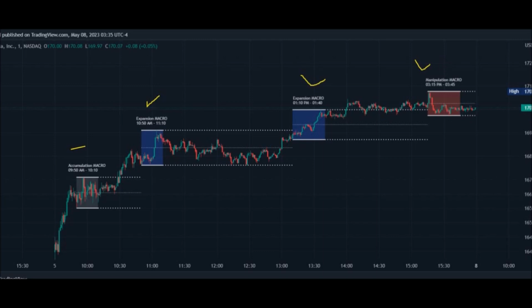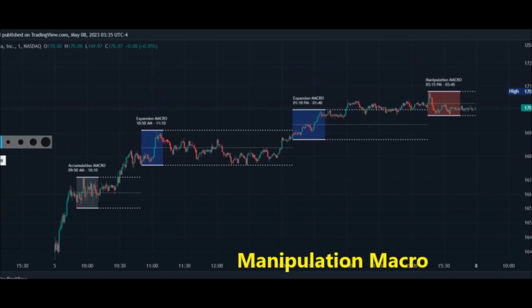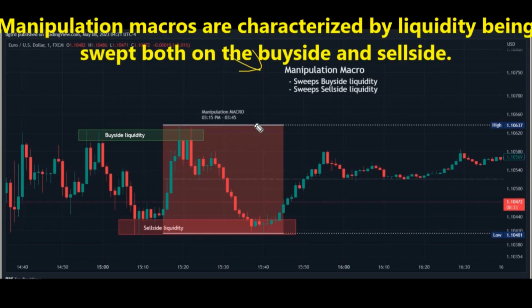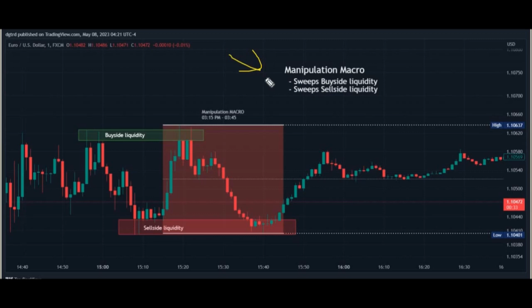Okay, so let's go to the manipulation macro. That's what we're going to start with, which is what you can see right here. When you see a manipulation macro, this is how it is. Just as you can see on my chart, manipulation macros are characterized by liquidity being swept on both the buy side and the sell side. Basically, a manipulation macro sweeps buy side liquidity, and as well it sweeps the sell side liquidity.